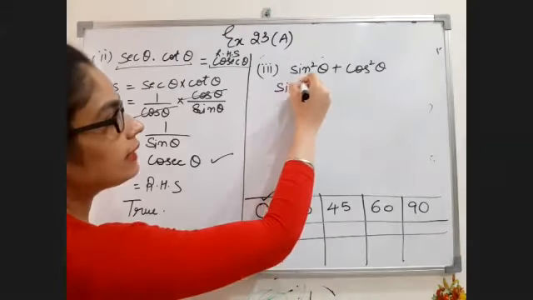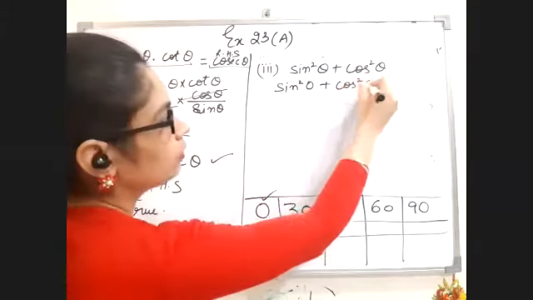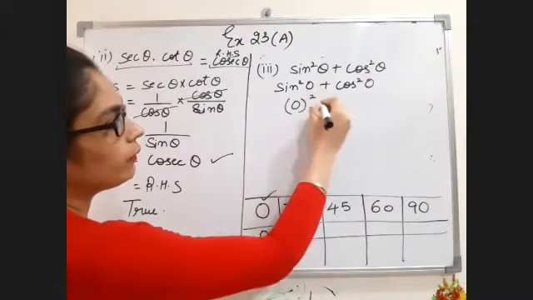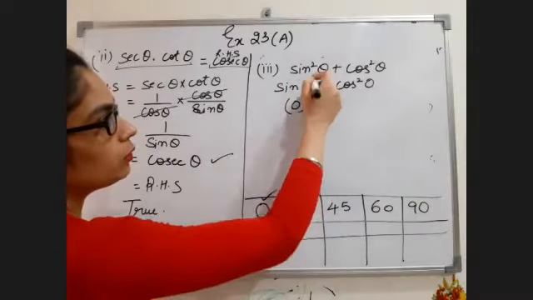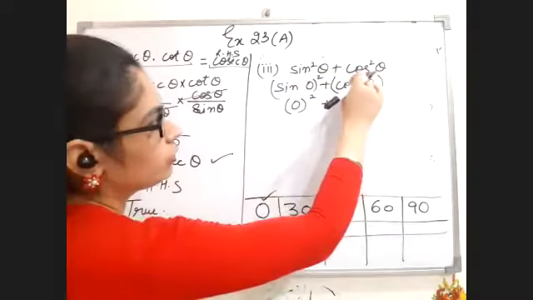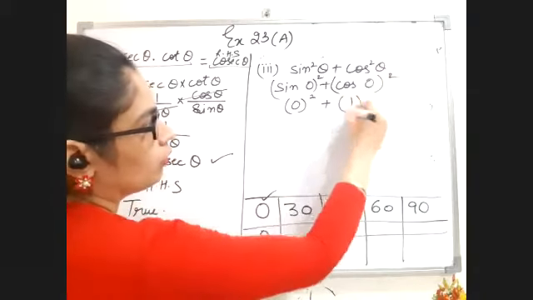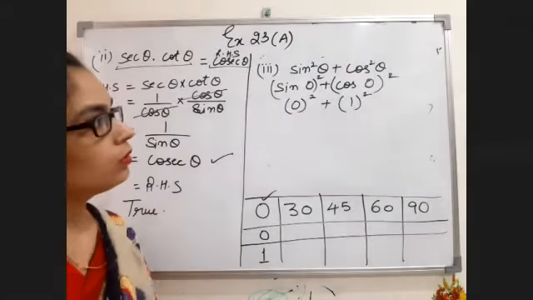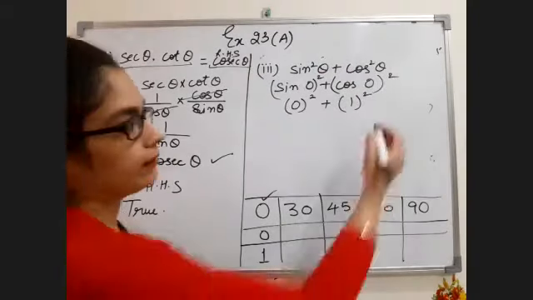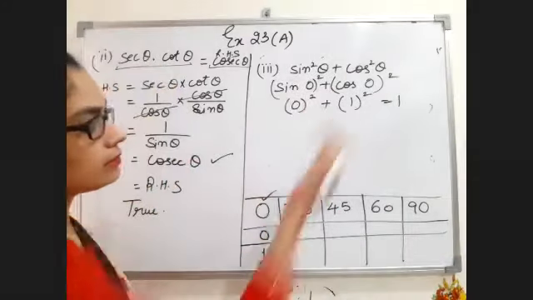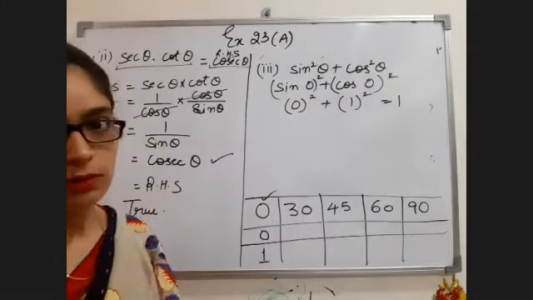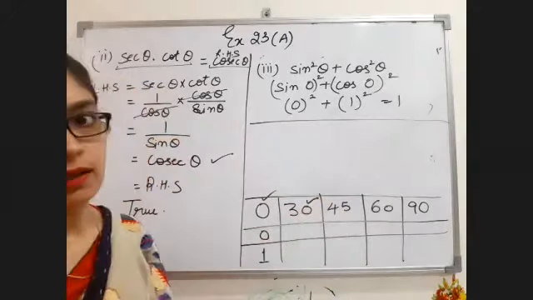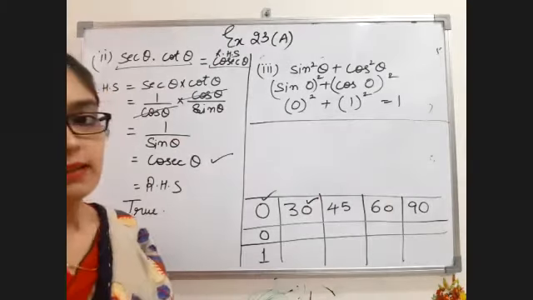So let's substitute the values. Sin square 0 plus cos square 0. Sin 0 is 0, so 0 square, plus cos 0 is 1, whole square. This means whole square of the trigonometric ratio. So 0 square plus 1 square is equal to 1. Let's check for some other angle also. Is it same? Let's see. Now let's assume angle equals to 30 degrees. What is the value of sin 30?